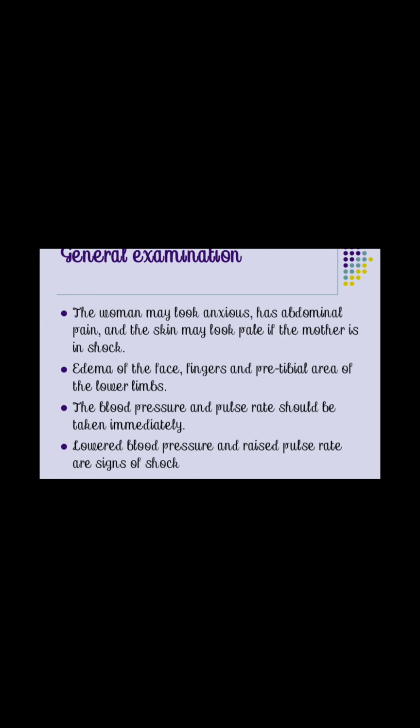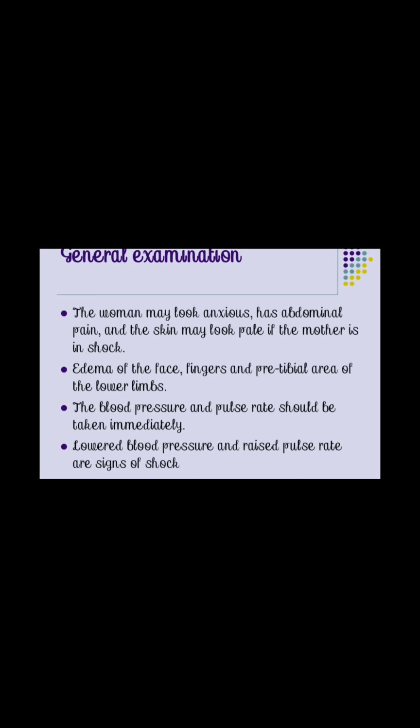General examination, the woman may look anxious, has abdominal pain, and the skin may look pale if the mother is shocked. In general examination, mama anaonekana kwamba ana anxious, yaani ana wasiwasi, ana hofu, pia ana stress, but also abdominal pain kwa sababu ya maumivu ya tumbo, lakini pia skin, ngozi yake atakuwa ni paleness kwa sababu ya loss of blood. Kwa hiyo pale it is a suggestive sign of anemia in pregnancy due to blood loss.